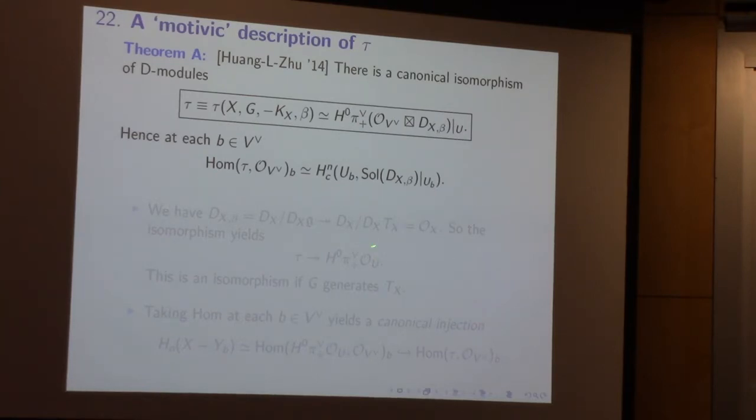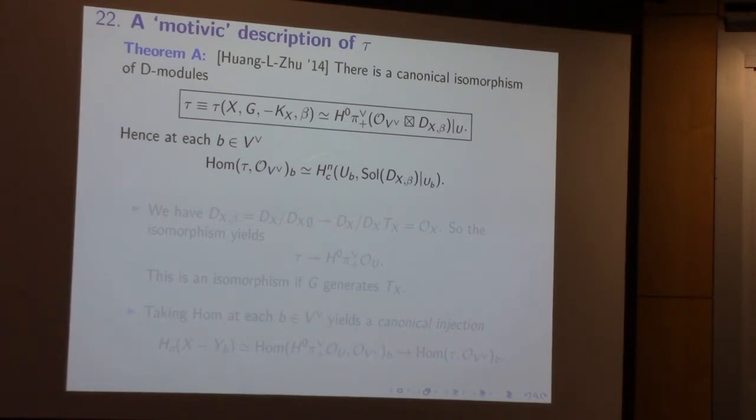Okay. So here's the first result about a sort of homological description of tau. The statement is that there's a canonical isomorphism of D modules between tau and this D module defined by this derived push forward. This is the degree 0 homological piece of this D module in the derived category. This is given by the tensor product of the structure sheaf on V and this important character sheaf.